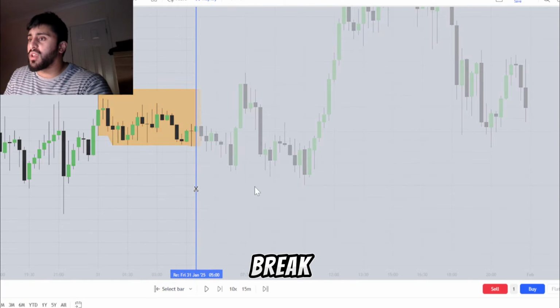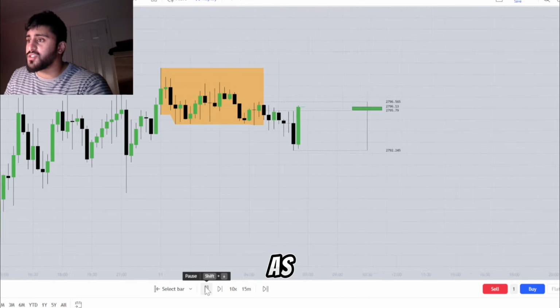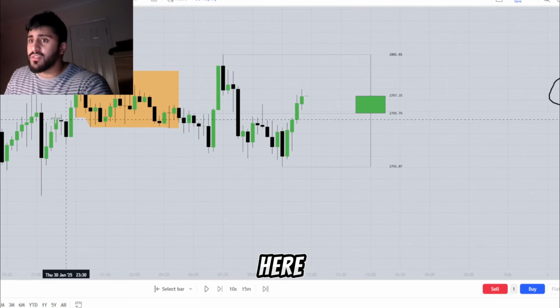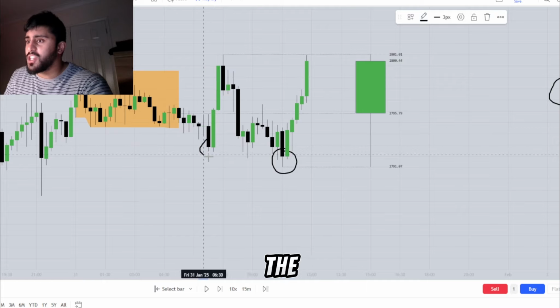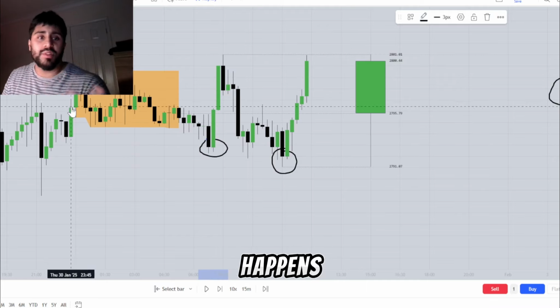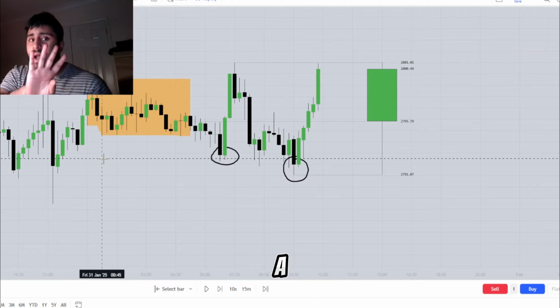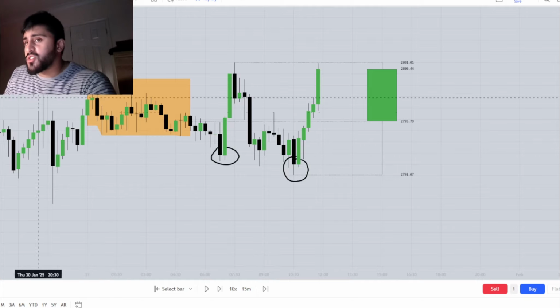So let's break this down. Once we have the Asian range like this, we are simply looking for price to head lower before heading higher. What we can see over here is quite fascinating: we see the Asian low that gets swept. What is the purpose of the market doing this? Because here we're going over a power of 4, not a power of 3, which is important to understand.